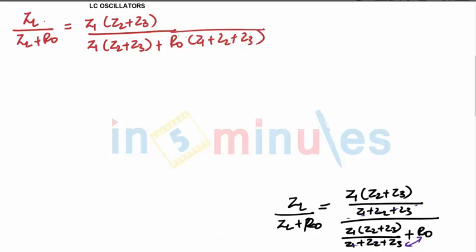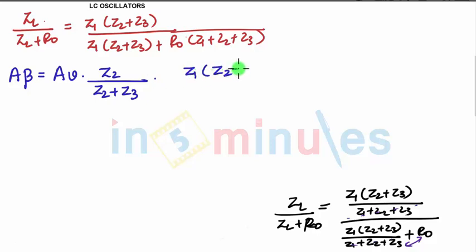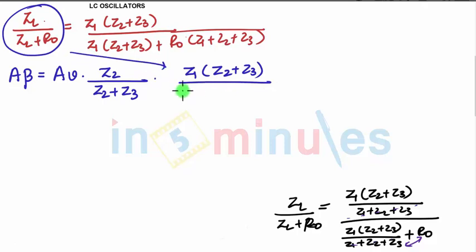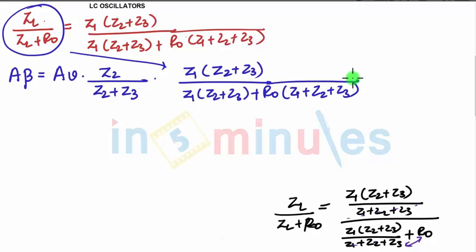Now when substituting in the final equation, your A beta is nothing but AV into Z2 upon Z2 plus Z3 into Z1 into Z2 plus Z3, the entire term. Instead of ZL upon ZL plus RO, you can substitute Z1 Z2 plus Z3 plus RO into Z1 plus Z2 plus Z3. So this you got A beta.